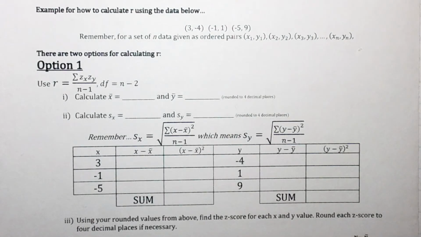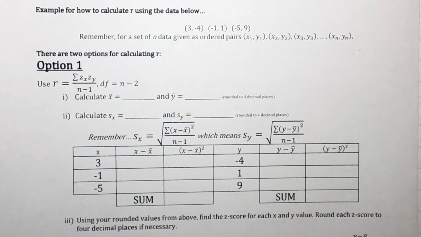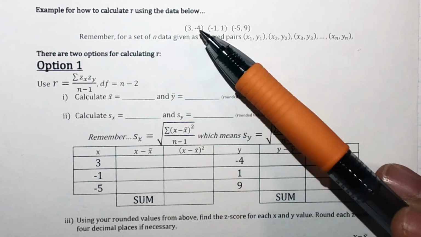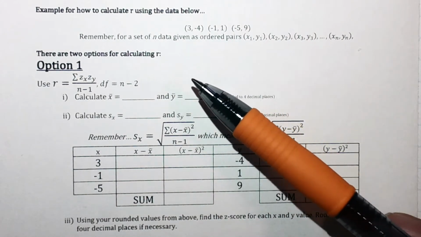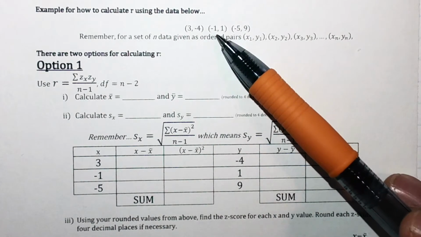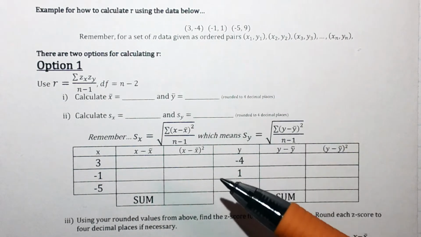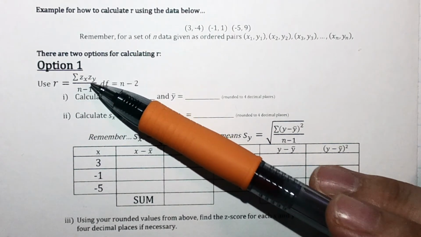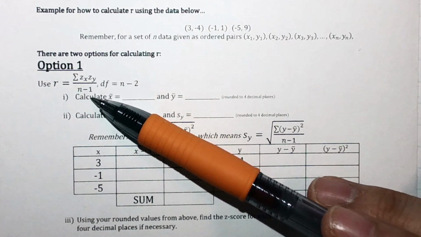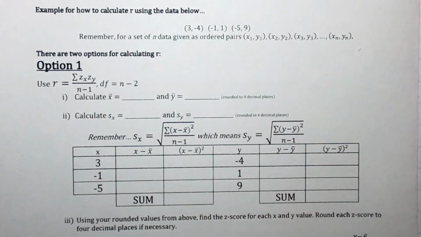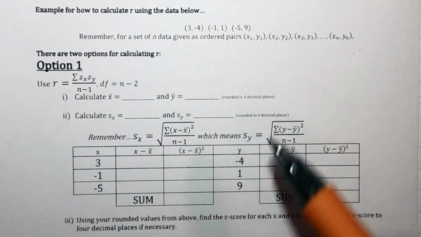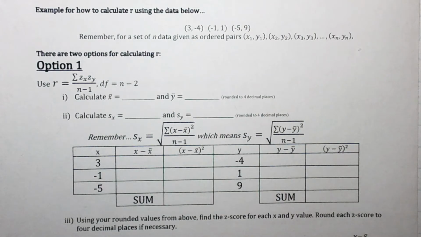In order to calculate r, there are two options. So for a set of n data points, so we have 1, 2, 3 data points that are given as ordered pairs, x1, y1, x2, y2, x3, y3, etc. We can calculate r with the sum of zx times zy divided by n minus 1, with n minus 2 degrees of freedom. So let's go ahead and calculate. Now calculating x bar and y bar, those are just the means. In tiny print here it says rounded to 4 decimal places.